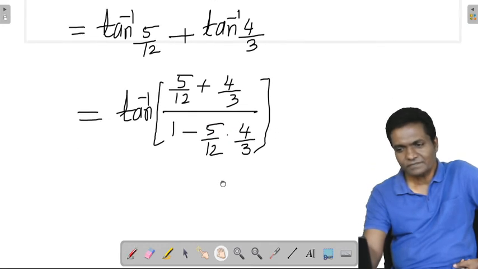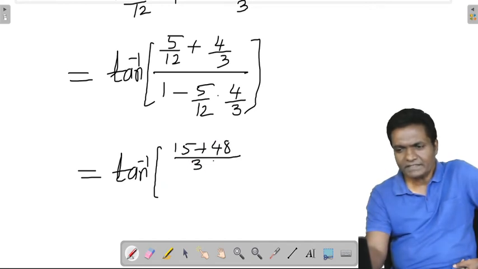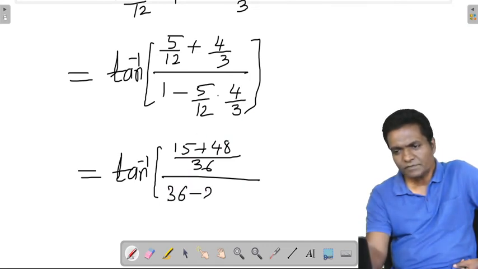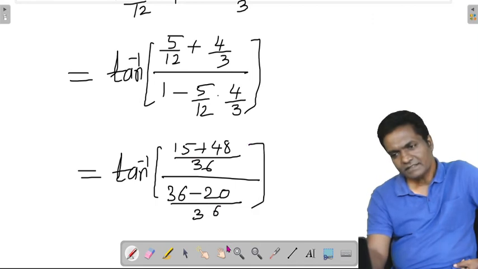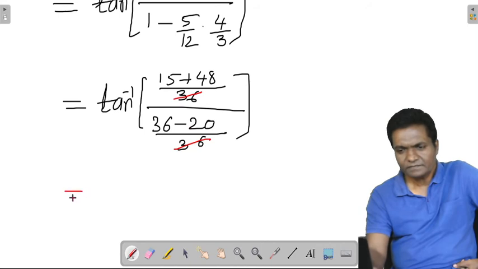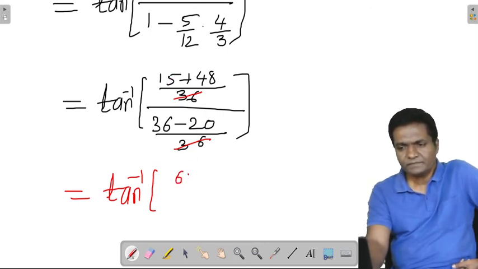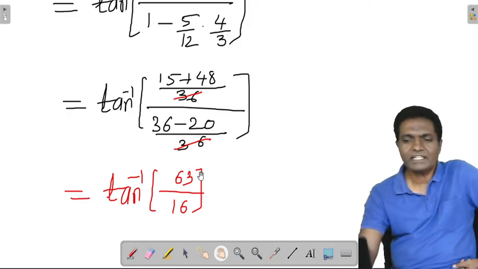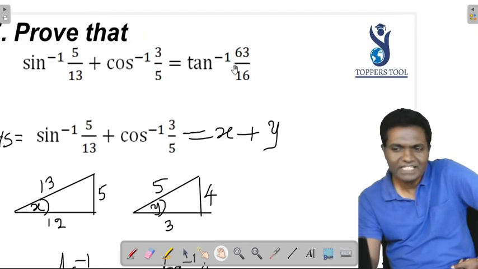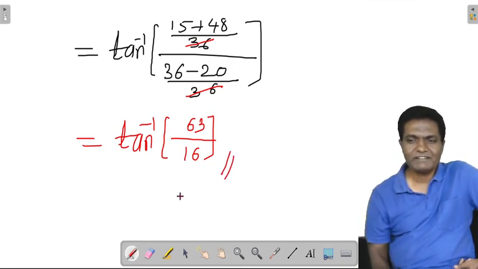Yes, calculate. Tan inverse of 15 plus 48 divided by 36, whole divided by, again 36 minus 20 by 36. Okay, so 36, 36 cancels. Simplify. This is tan inverse of, 15 plus 48, it is 63, divided by 36 minus 20 is 16. So now you got it in terms of tan inverse, and you are asked to convert it. Yes, this is the required result, tan inverse of 63 by 16. So you can stop this. So very easily you can prove such results.